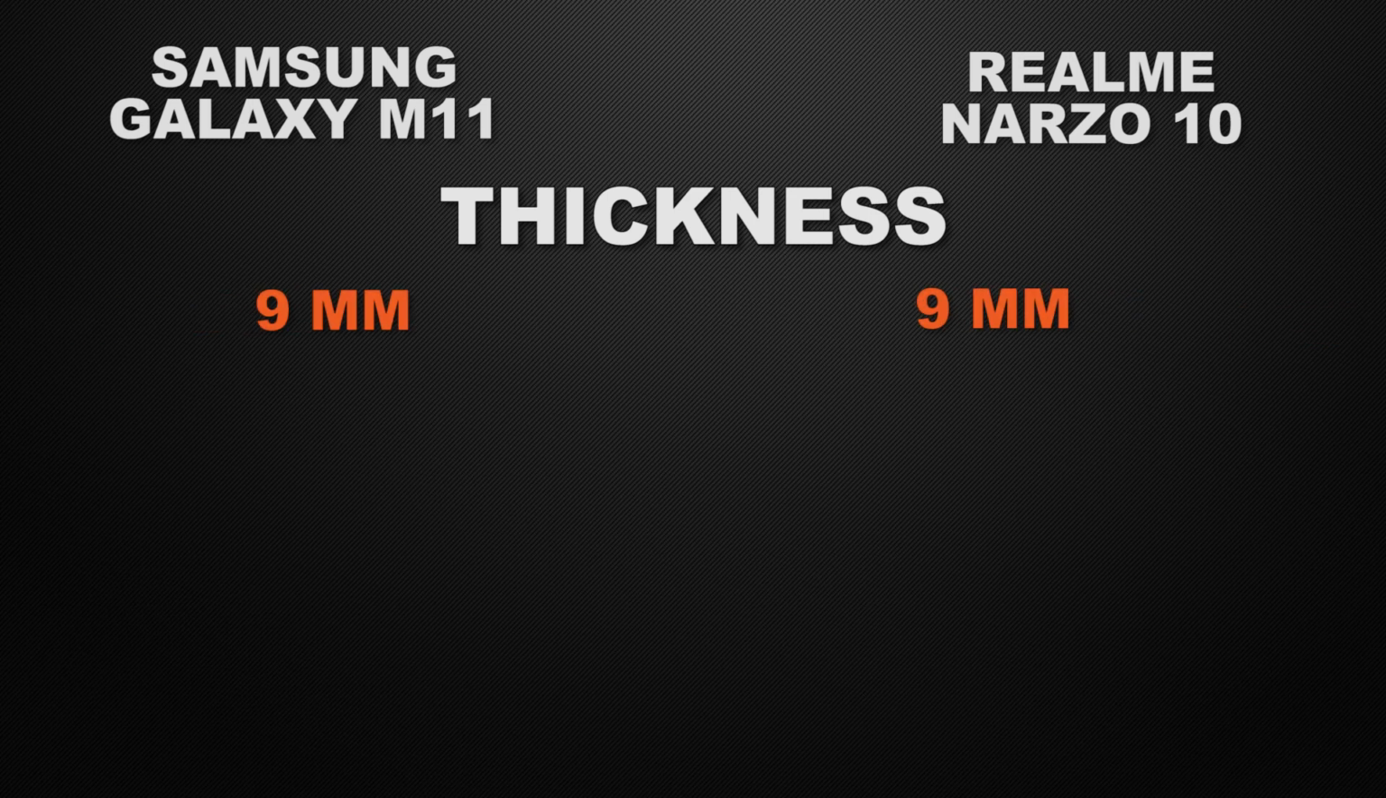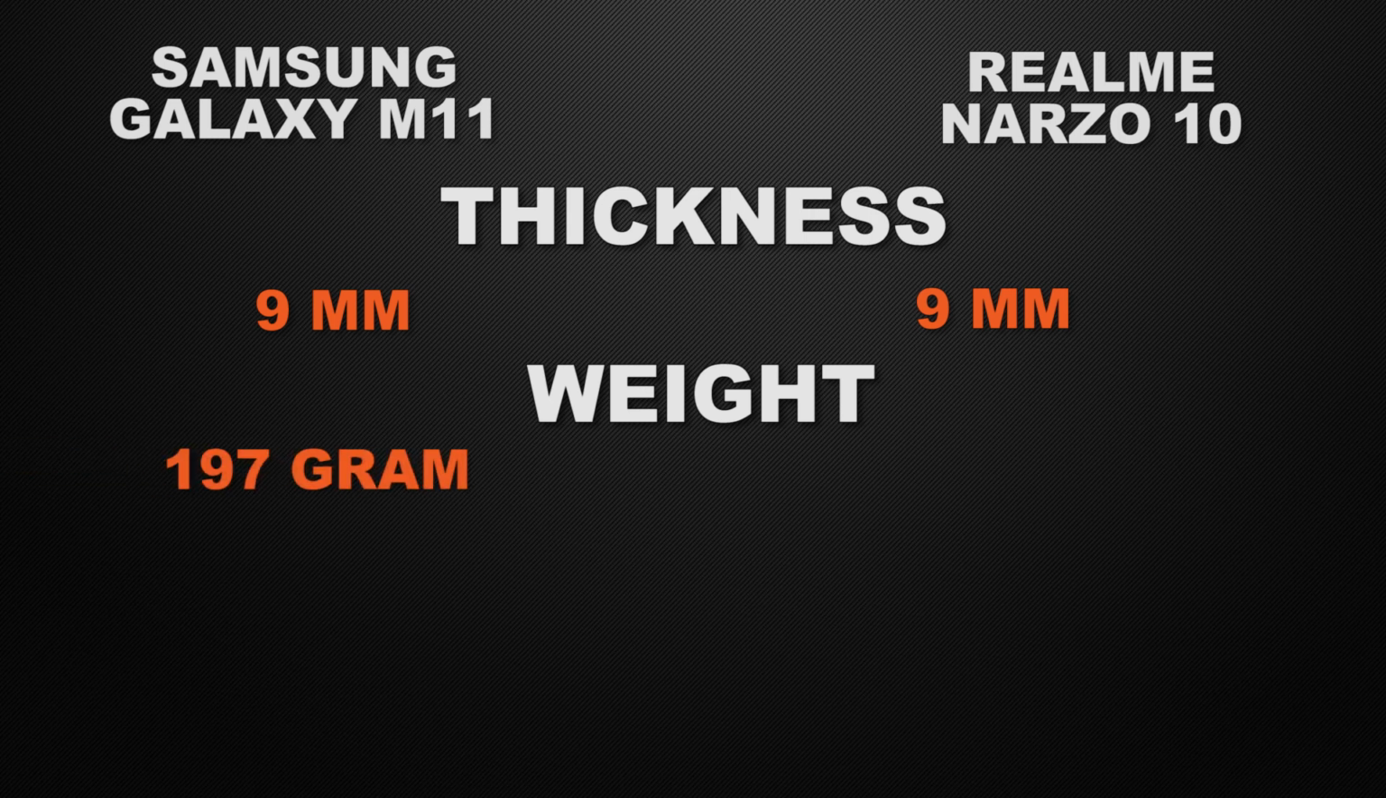Both of the devices have 9 mm of thickness, so it's a tie here. Let's talk about the weight of the devices. M11 has 197 grams of weight and Narzo 10 has 199 grams. So I will call it a tie here because both of the devices have approx the same weight.